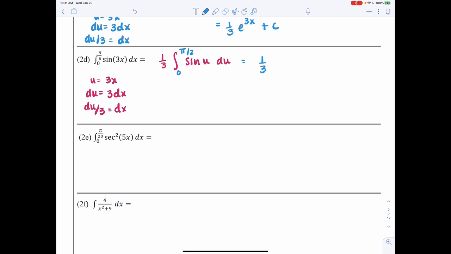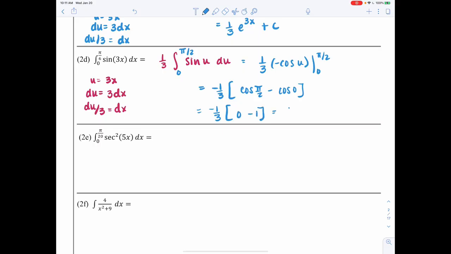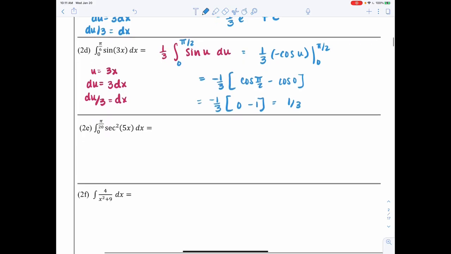Our antiderivative of sine is negative cosine. Be careful going backwards and forwards in our rules. And now let's plug it in. I'll keep that negative 1/3 on the outside. Let's go cosine pi halves minus cosine 0. Cosine of pi halves is 0. Cosine of 0 is 1. Final answer is positive 1/3.